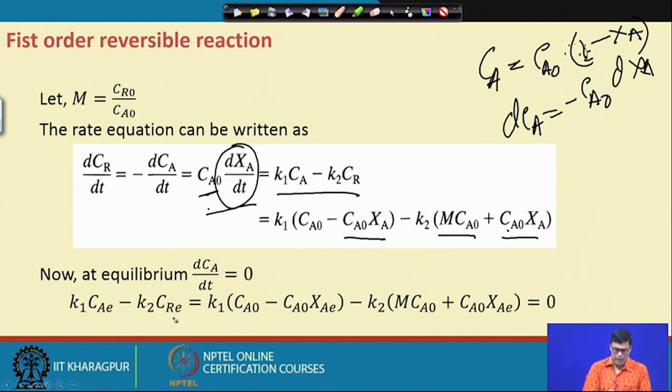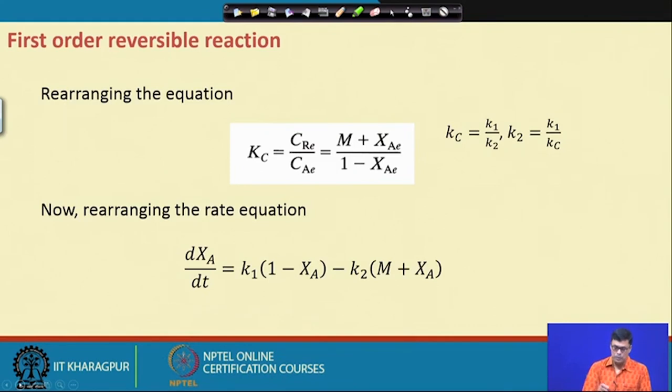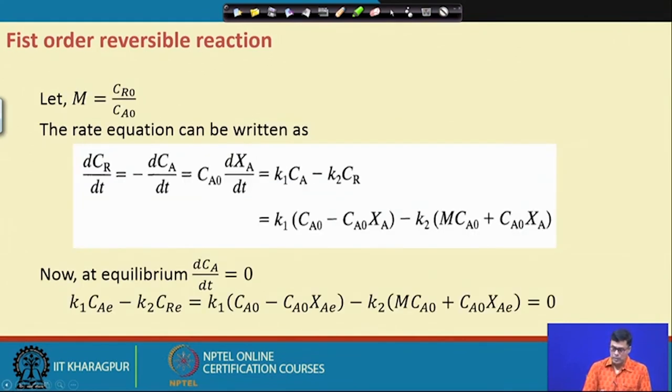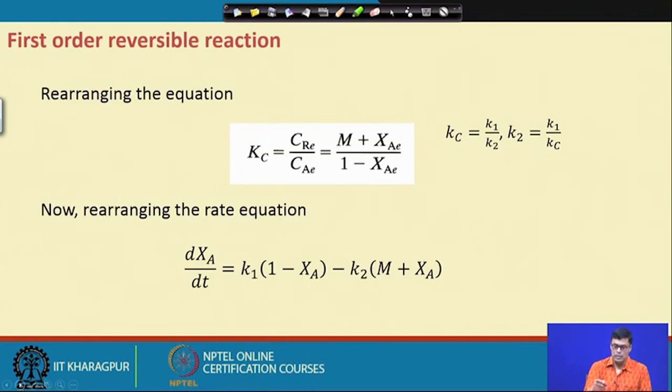We can write this with E standing for the equilibrium concentration, so we can change this in terms of equilibrium concentration and write the equation like this. Looking at the previous equation, I can take CA common and take it out, and this is equal to 0. Now the ratio, m plus XAE divided by this, equals K1 by K2, and that is nothing but KC, the equilibrium constant.